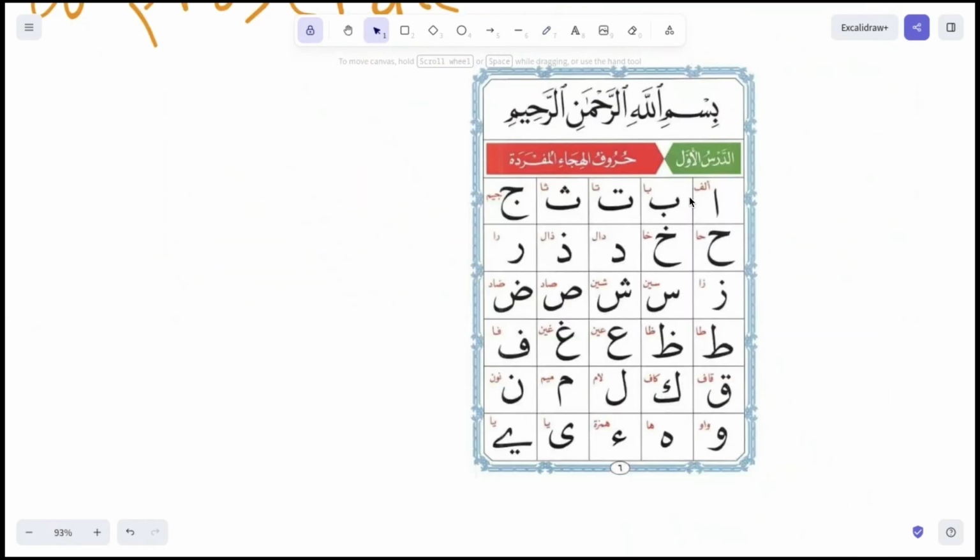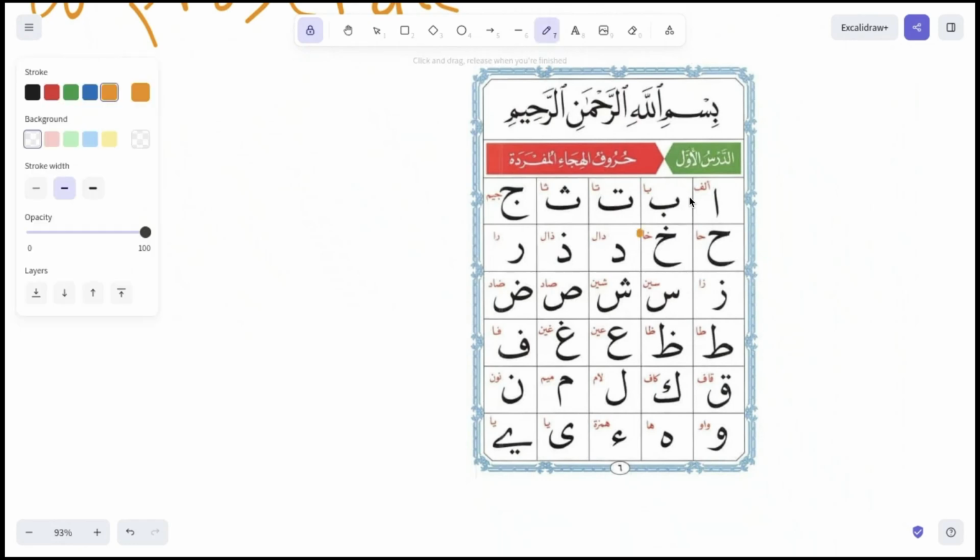Next, let's take a look at dakhala. Dakhala. Dal, kha, lam. Again, let's just write it down immediately. Da. And dal is an unfriendly letter. That's why we keep it. We don't connect the next letter with it. So with the next letter, we just start a new chain, a new sequence.